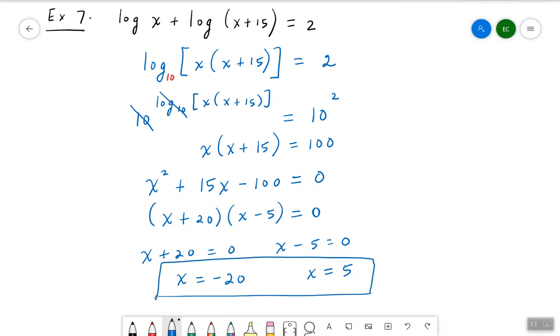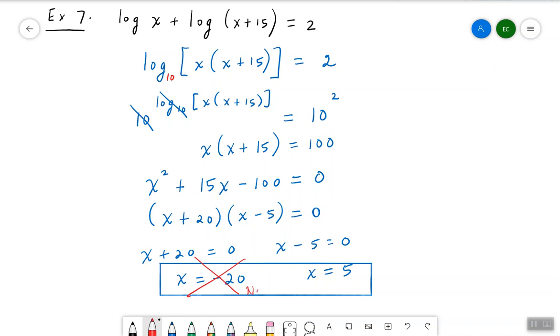And we can box them up for the moment, but we need to be careful here. We need to make sure that the values of x are valid in the original equation. And so in particular, if we take negative 20 and plug it back in to the original equation, we get the log of negative 20, which is not possible. Remember, we can only take the log of a positive number. So let's take the x equals negative 20 and cross it out and write not possible.